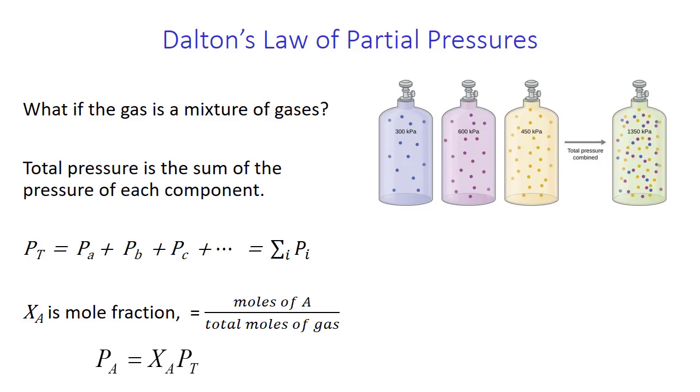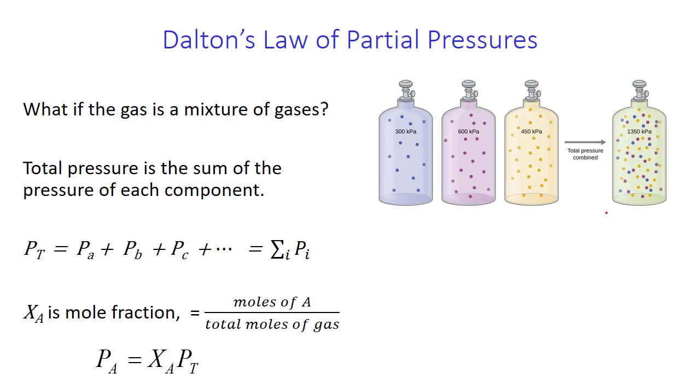Next, we see that Dalton's law of partial pressures tells us how to deal with a mixture of gases. So if we have 3 cylinders of gas and they all have the same volume, one has a pressure of 300 kilopascals, one 600 kilopascals, and one 450 kilopascals, simply the sum of these 3 numbers is going to be the pressure of all 3 gases in the same container when combined.